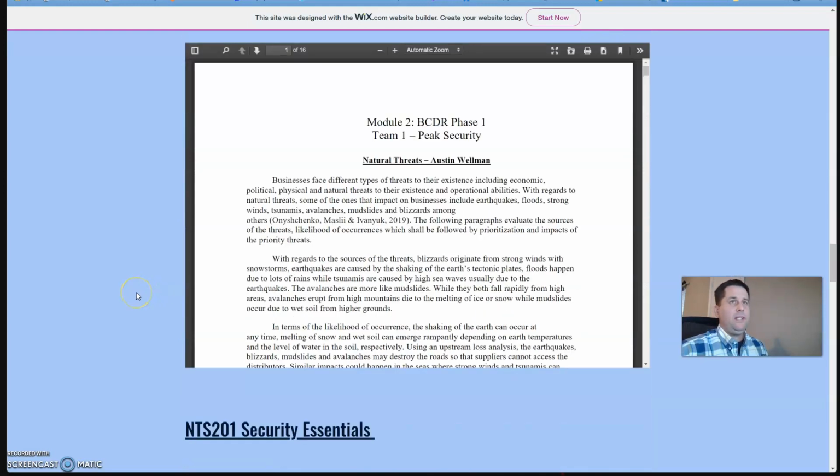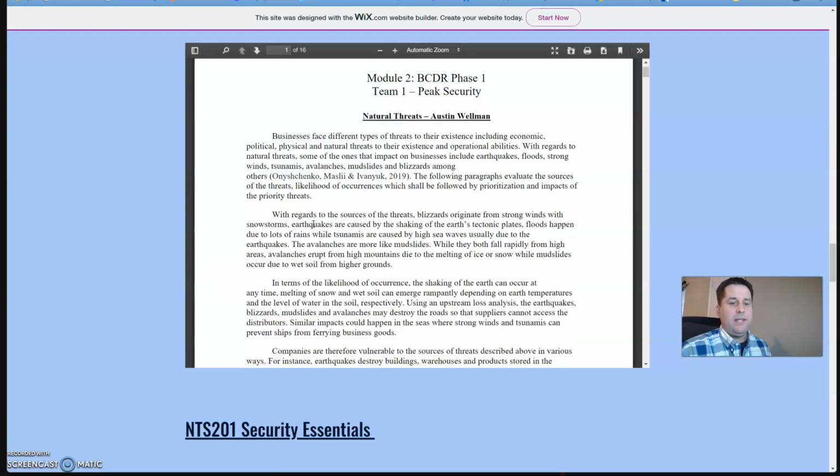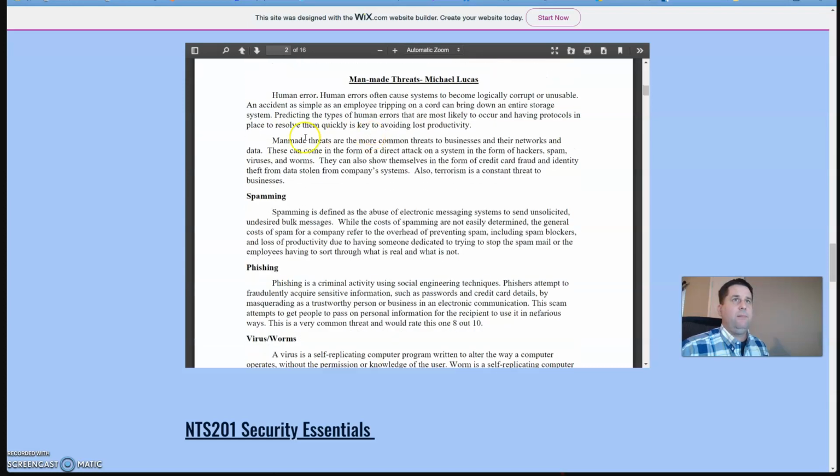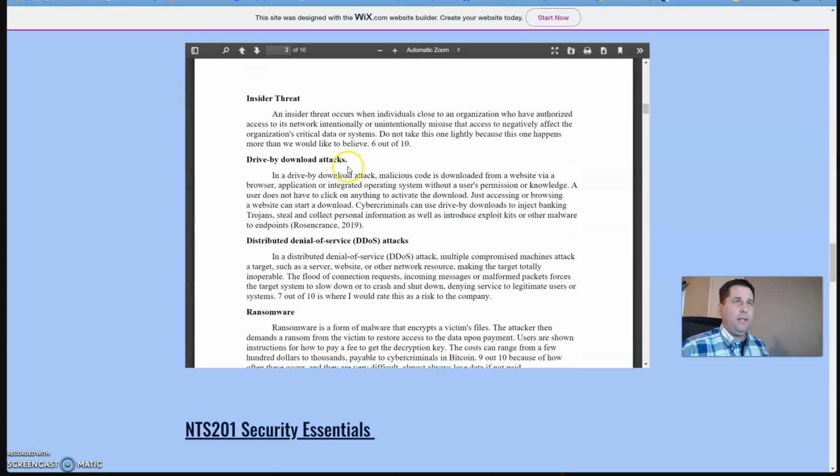This one we had a team of my fellow peers that I did in this class. We basically each had tasks. We had to do sections of the project, and then we collaborated and submitted it as one. So as you can see, these are natural threats, man-made threats, stuff like that.